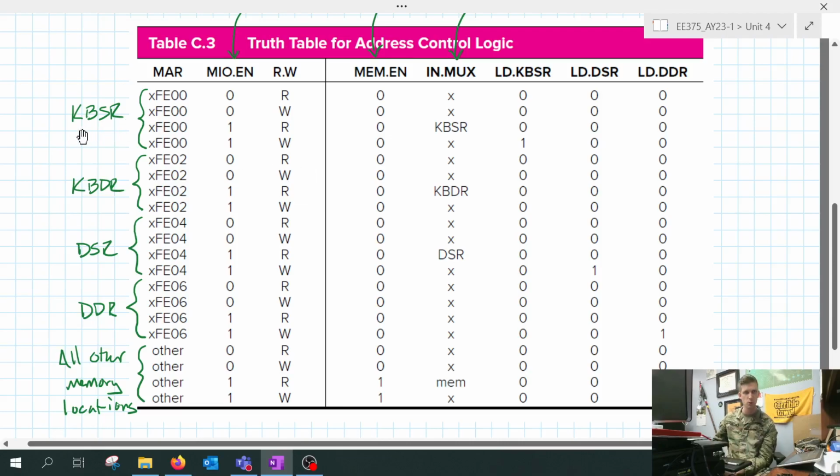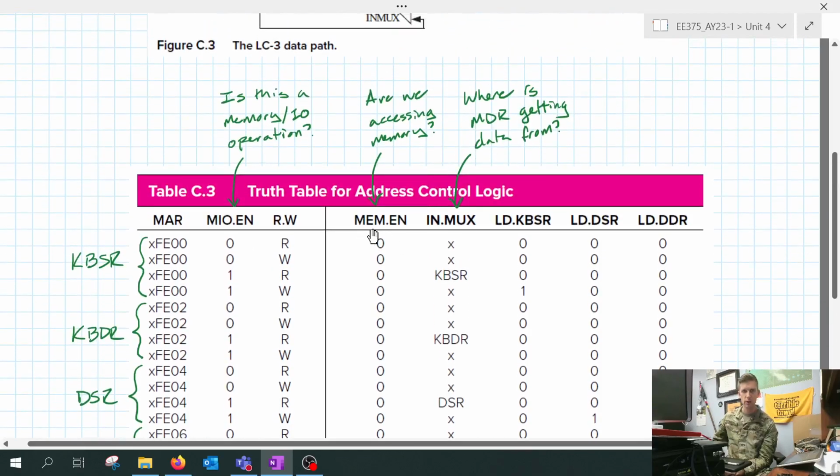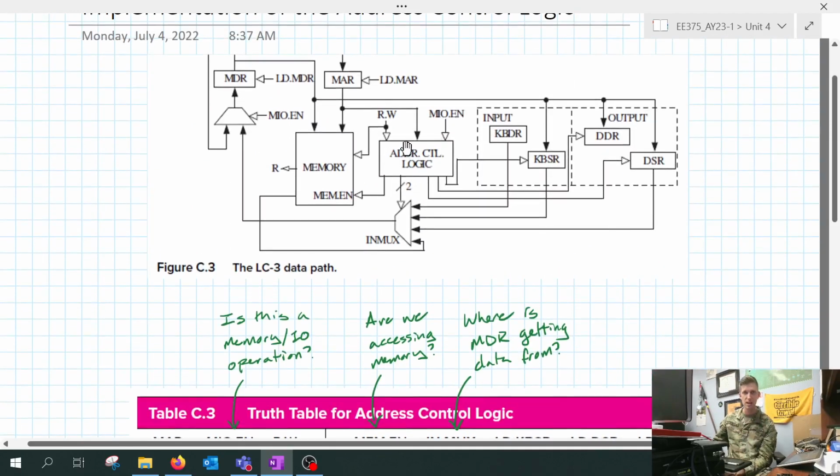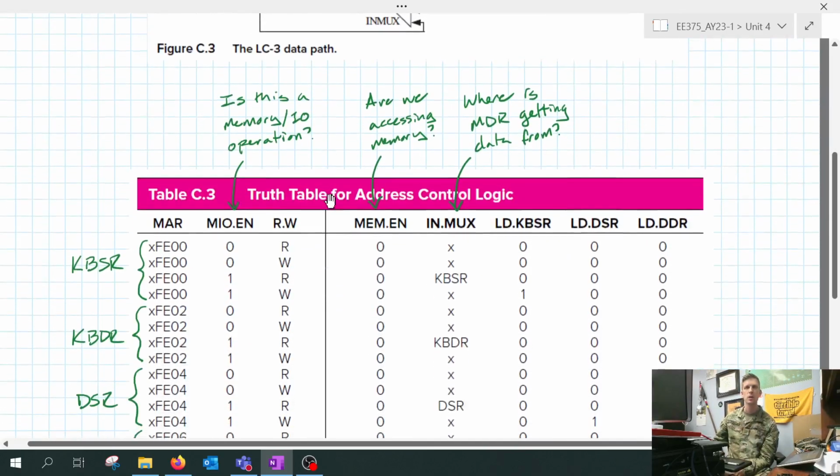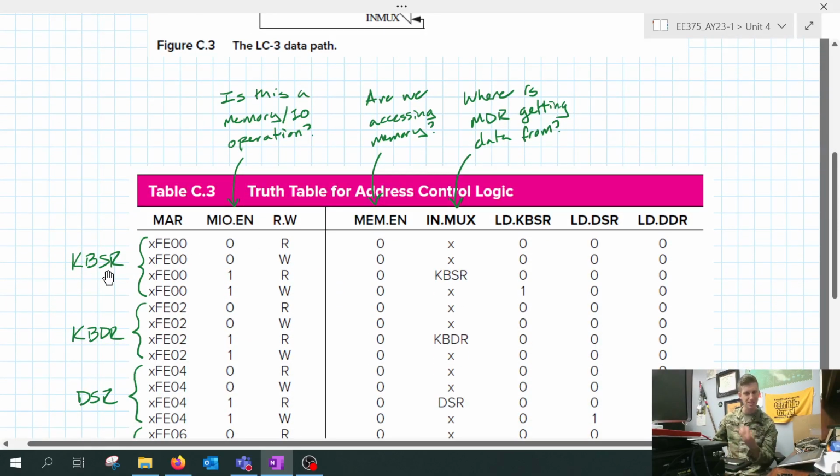For the keyboard status register, I'll show you. This is one that we may read and or write. So when we are reading that register, we want to do a couple of things. Number one, we're going to take memory.enable and make sure this is low. This is a signal that says, are we specifically trying to access the literal memory unit? You'll notice in this diagram, MIO.EN is a signal coming from the LC3 to the address control logic. The control logic sends another enable signal to the actual memory unit to say, are we trying to access something in the physical memory unit or not? With the keyboard status register, that's not in the actual memory unit, so this should be a 0.